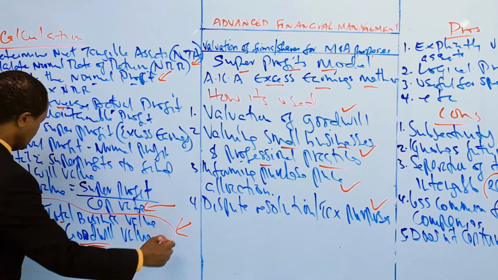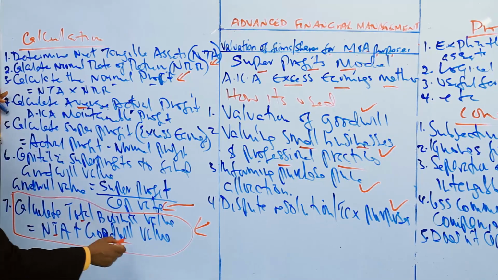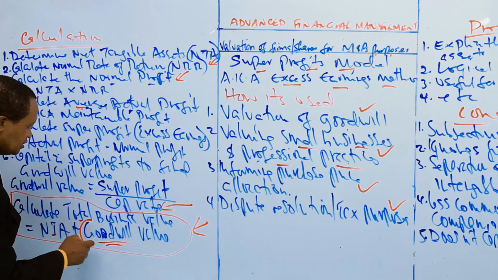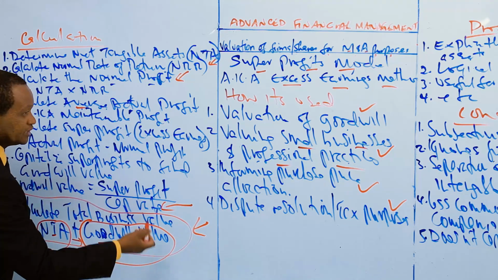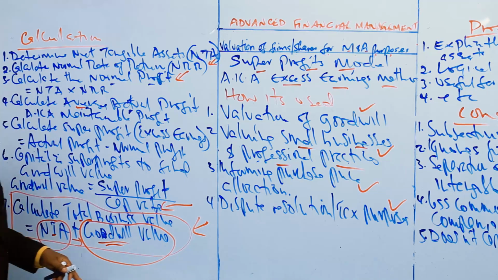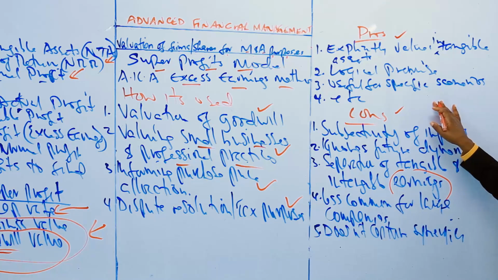And here is the formula. The value of a target firm, the total business value, is equal to the net tangible assets plus goodwill value. You understand? And we did state that the super profit model posits that if a business earns more profit than what a similar business with comparable tangible assets would normally earn, then the excess profit, or the super profit, is attributable to intangible assets represented by goodwill. That's why in this formula we have the net tangible assets plus the goodwill, which gives us the total business value. So we highlighted the steps prior to calculating the total business value. Then we've gone ahead and explained the advantages and disadvantages of the super profits model.